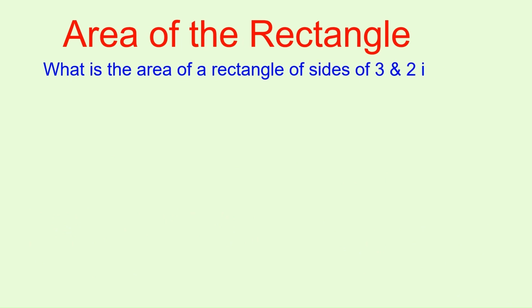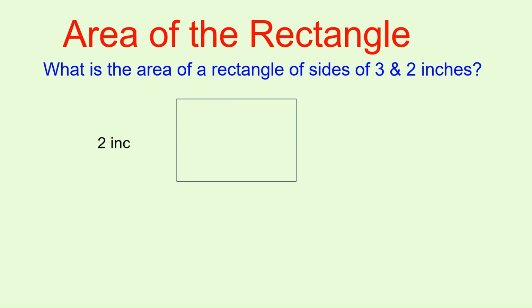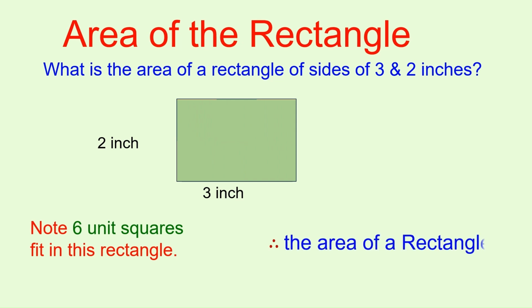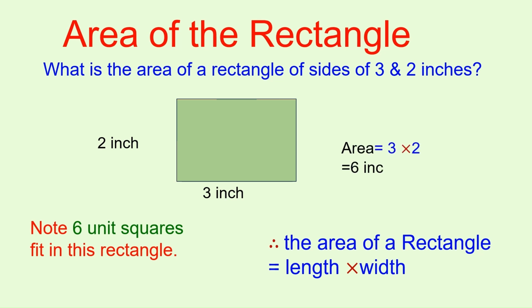Area of the rectangle. What is the area of a rectangle of sides of 3 and 2 inches? Note a total of 6 unit squares fit in this rectangle. Therefore the area of a rectangle equals length times width. Area equals 3 times 2 equals 6 inch squared.